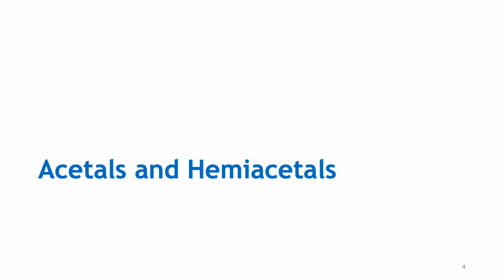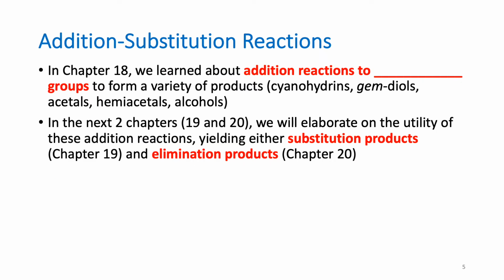All right, so here comes acetals and hemiacetals. So in chapter 18, we learned about addition reactions to carbonyl groups. And such reactions might have been gem-diol formation, cyanohydrin formation, acetal and hemiacetal formation. But we also saw this in chapter 15, right, when we examined Grignard reactions and organocuprate chemistry. And we also saw it with organolithium chemistry. Of course, organocuprates did not directly react with the carbonyl group, but could do 1,4 conjugate addition, if you recall.